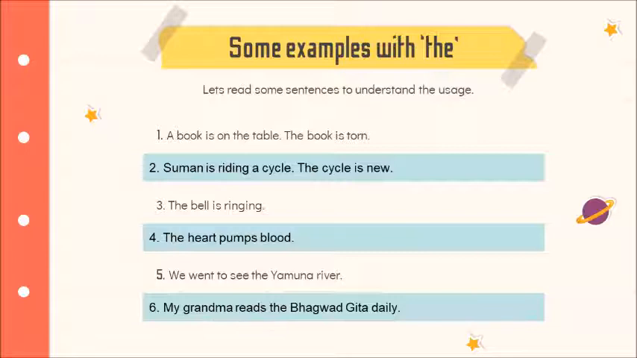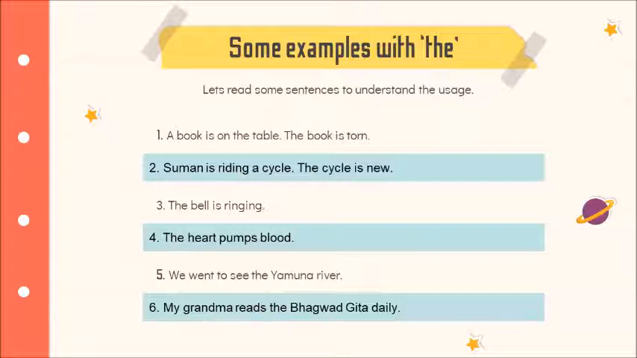Let's look at the second sentence. Suman is riding a cycle. The cycle is new. So, the cycle that I have mentioned, the one Suman is riding, that cycle is new. That is why I put the before cycle.